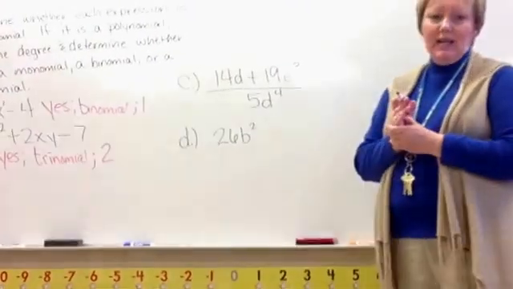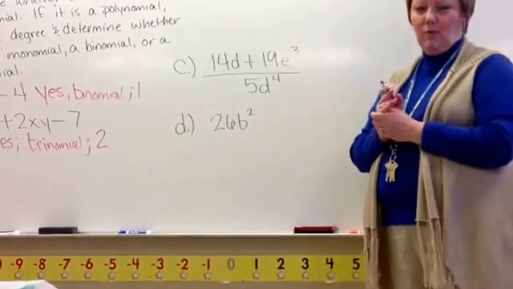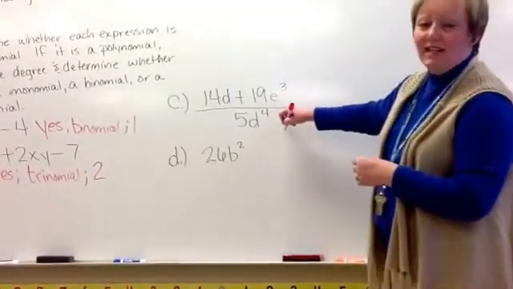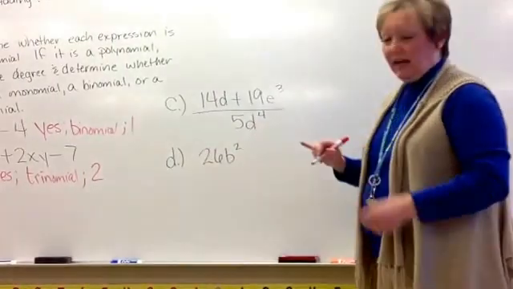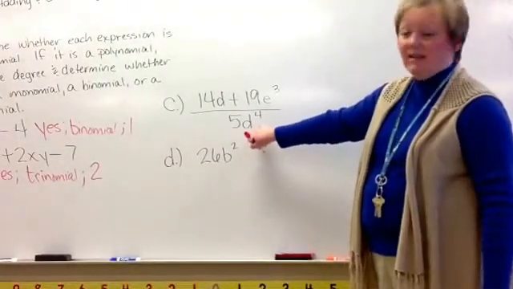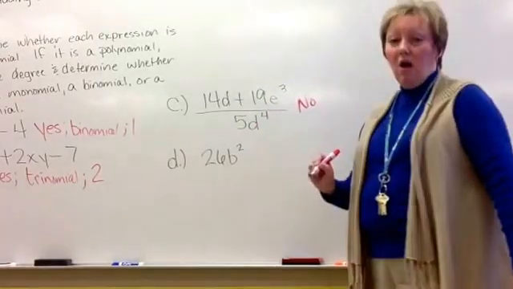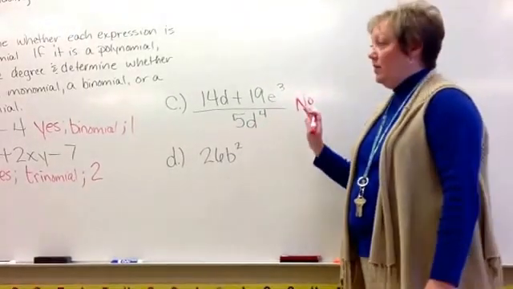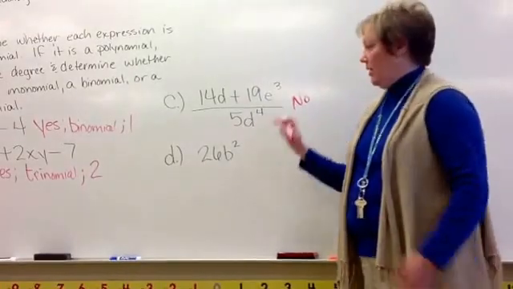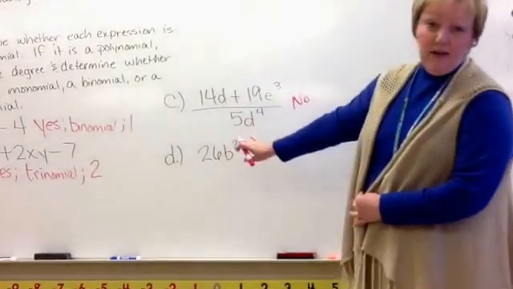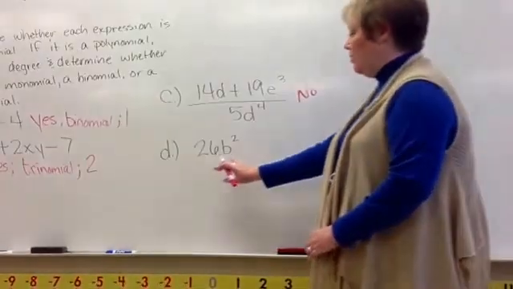In problem C, what do you see? I see division, and I see a variable in the denominator. So this is not a polynomial, and we don't have to worry about the degree, because we are only finding the degree of the terms that are polynomials.